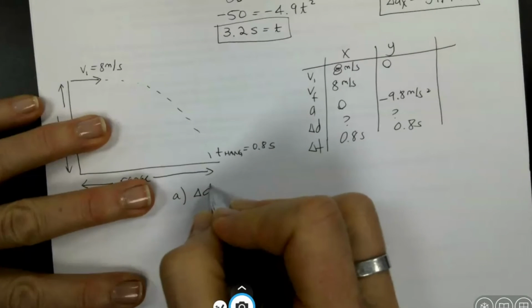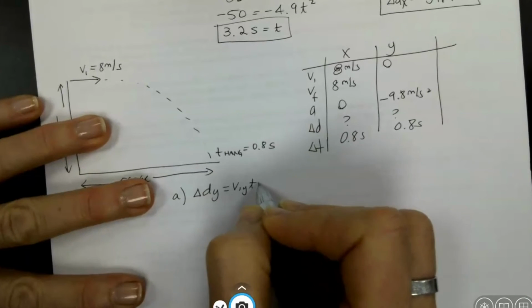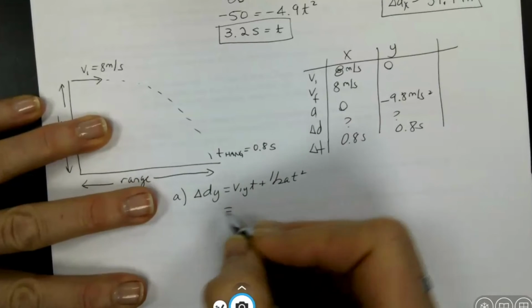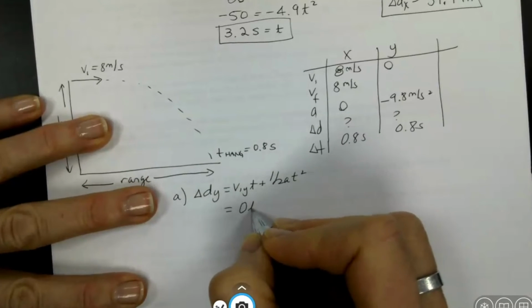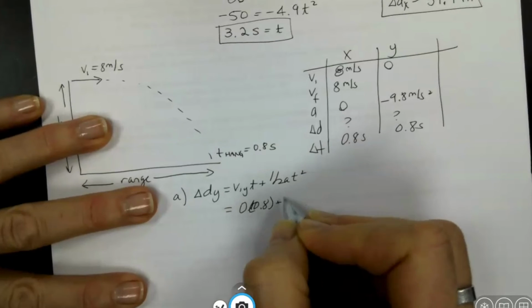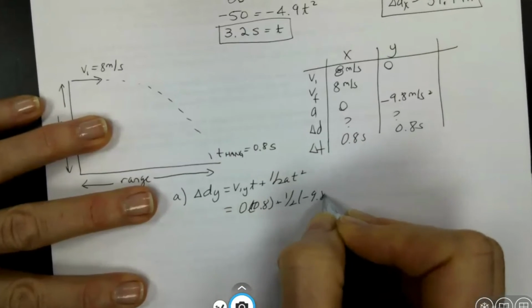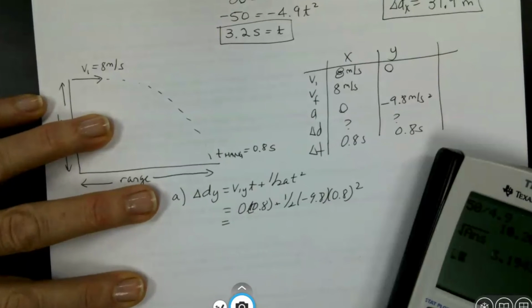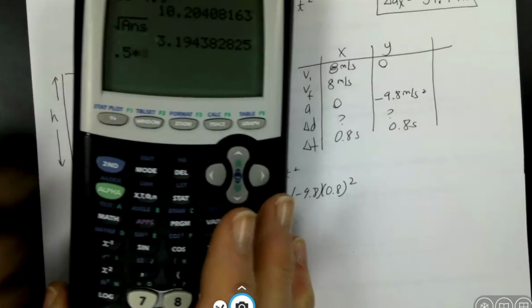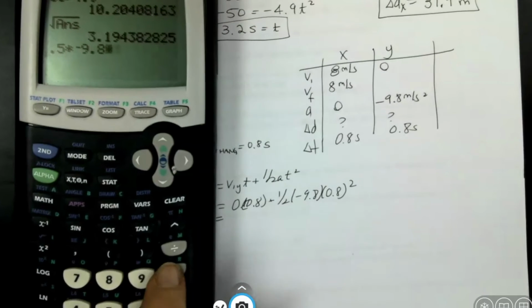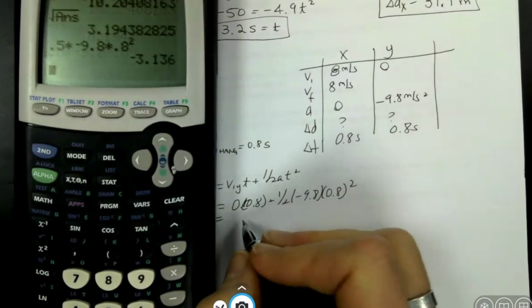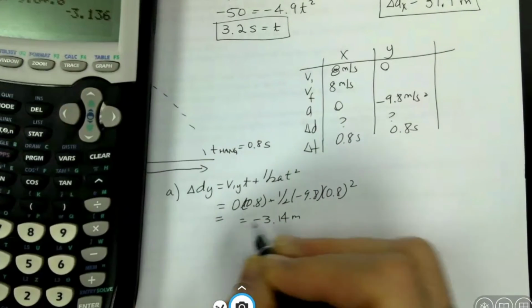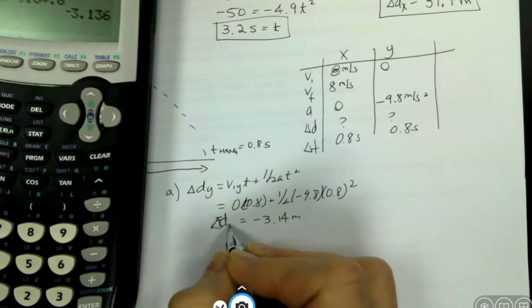You'll notice we're going to use the exact same equations as we did last time, but the given and unknown are different. So we're looking for dy. This is 0 times 0.8 plus 1/2 times negative 9.8 times 0.8 squared. 0.5 times negative 9.8 times 0.8 squared gives you negative 3.14 meters is your delta dy.